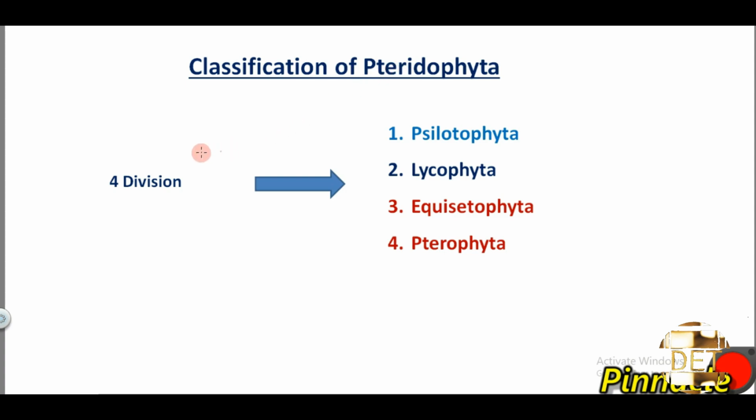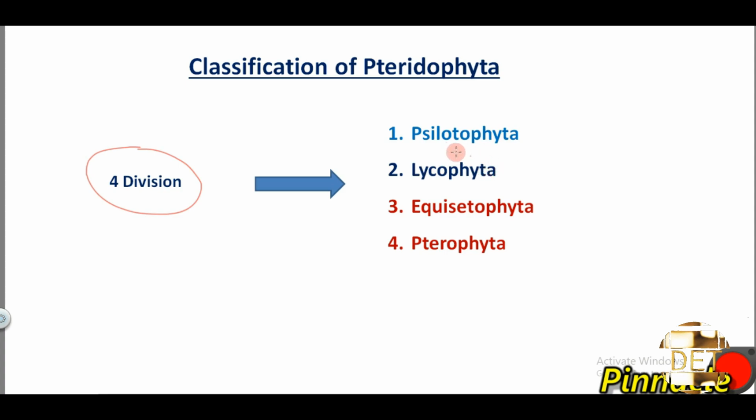Like I've mentioned before, the phylum Pteridophyta is divided into four main divisions. We have division Coelophyta, Lycophyta, Equisetophita, and Pterophyta. We have looked at the division Coelophyta, its features and its life cycle in the previous video. In this video, we're going to continue with the division Lycophyta.